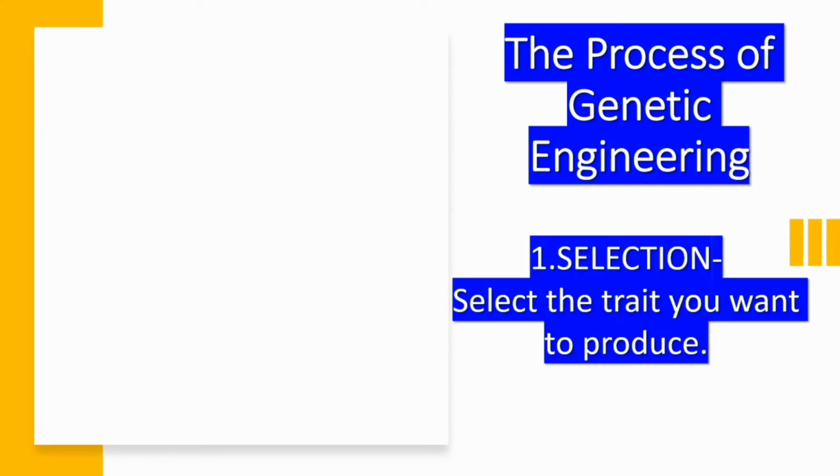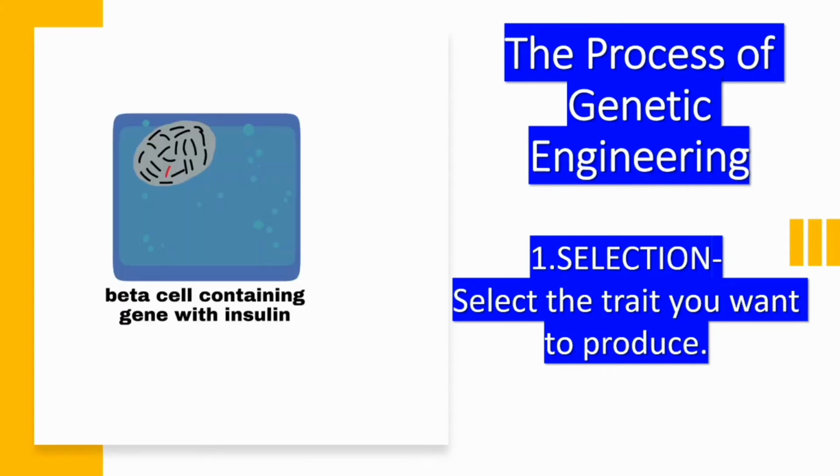So the first step is selection. Select the trait you want to produce. In this example, a gene containing insulin was selected from a beta cell. A beta cell is an insulin-producing cell found in the islets of Langerhans of the pancreas. The beta cell acts as a specialized cell.